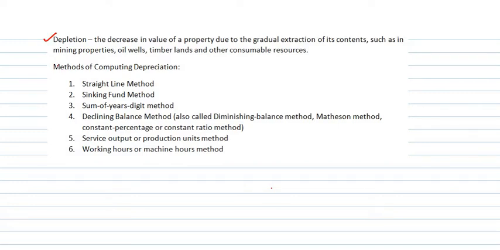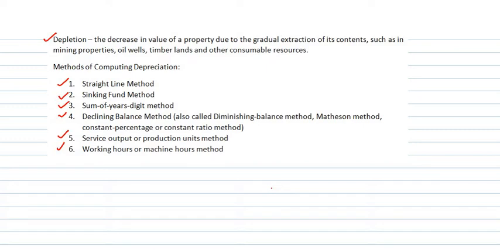And in our computation for depreciation, we have here the different methods. First, we have what we call the straight line method. Another one, the sinking fund method. Another one, the sum of years digit method. And then we have the declining balance method. And then service output or production unit method. And lastly, we have what we call the working hours or machine hours method. Now, each method will be discussed later on by presenting a problem wherein the different formulas will also be discussed.